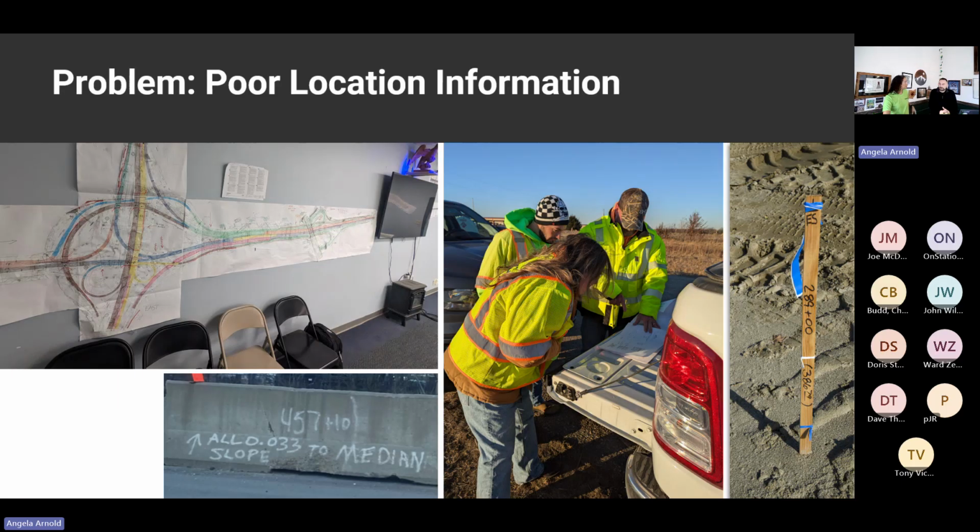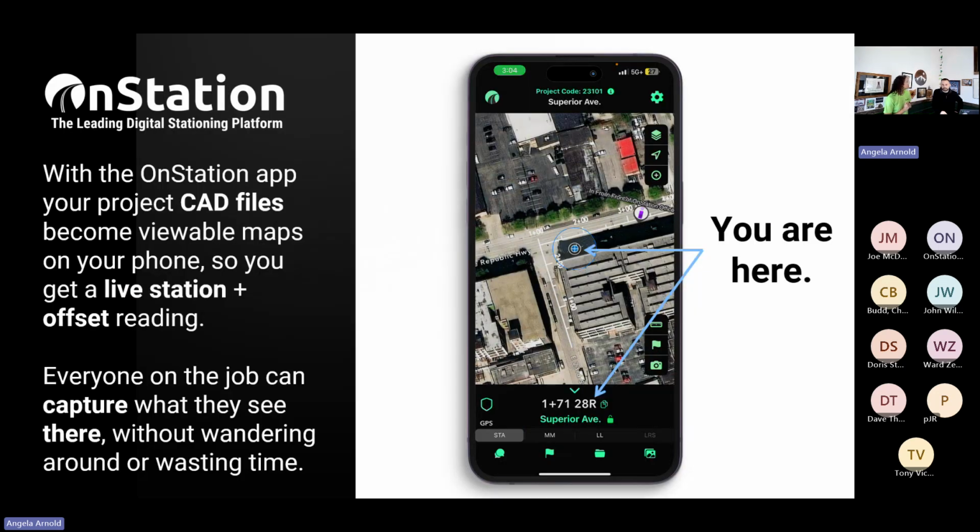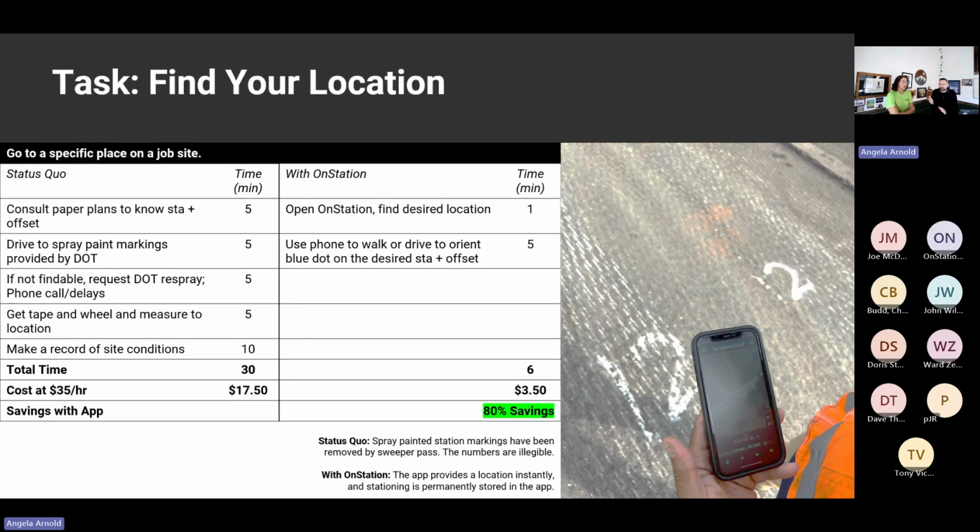I think the problem of poor location information is universal for everyone on a job site, but most acutely for inspectors, because they're the people who have to go to a place, and just getting to the place is a lot more challenging than you might expect. Absolutely. So how do we fix it, Joe? With the OnStation application, your project CAD files become viewable maps on your phone. So you get a live station and offset reading. Everyone on the job can capture what they're seeing and where they're at without wandering around or wasting time finding that specific location. So I'm going to pass it on to you.